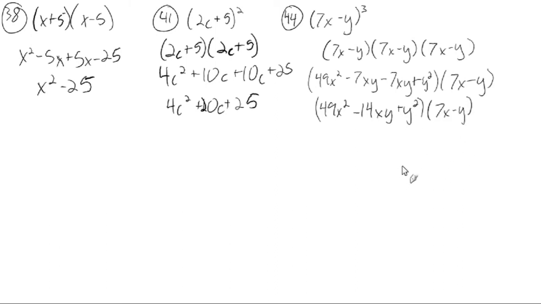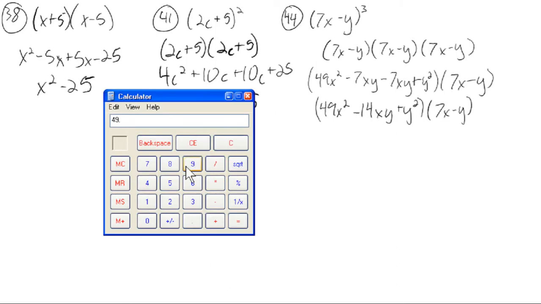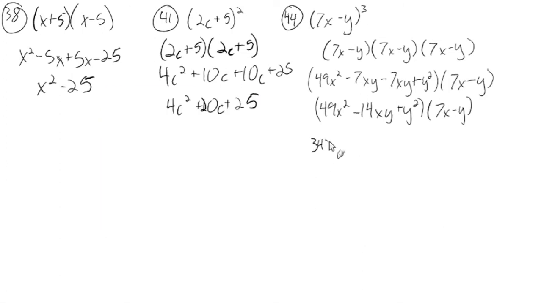Alright. Now I'll challenge you to follow along. I won't draw any arrows or use color coding or anything like that. I'll just point to what we're doing. We're going to multiply 49x squared by 7x. And let's make sure we get that correct. 49 times 7 is 343. 343x to the third. X squared times x gives you x to the third. 49x squared by negative y is negative 49 x squared times y. Okay, so this has been distributed.